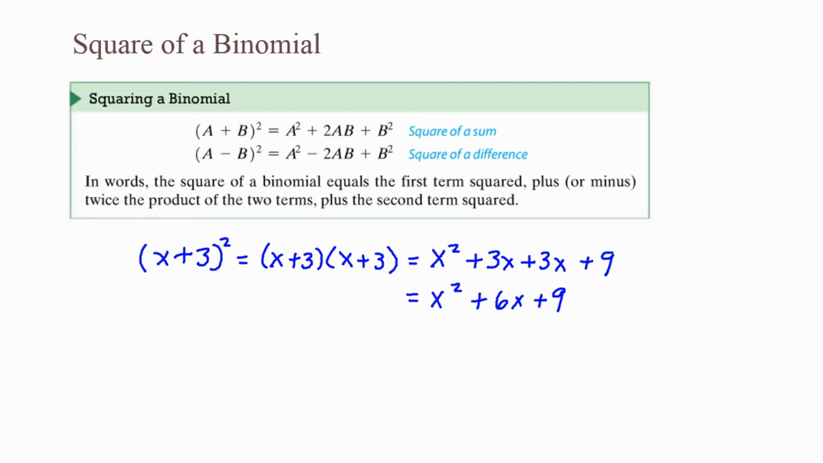If you have the square of a difference, we have (a minus b) squared equals a squared minus 2ab plus b squared. Your middle term will always carry the sign. In words, the square of a binomial equals the first term squared plus or minus twice the product of the two terms plus the second term squared.